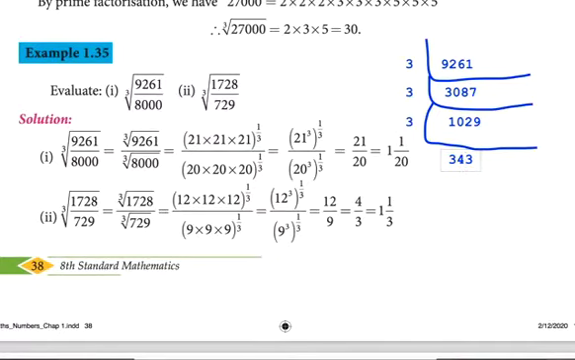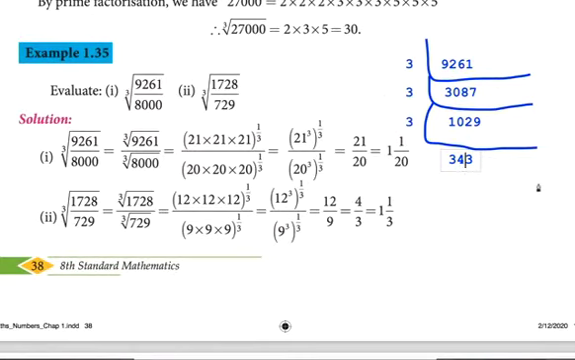It will not go by 4 also. It will not go by 5 also, because the last digit is neither 0 nor 5. For 6 there is no chance, because it will not go by 3 and 2. 7. Let's try with 7. 7 4s are 28. 7 5s are 35. 7 9s are 63. Yeah, it will go by 7.